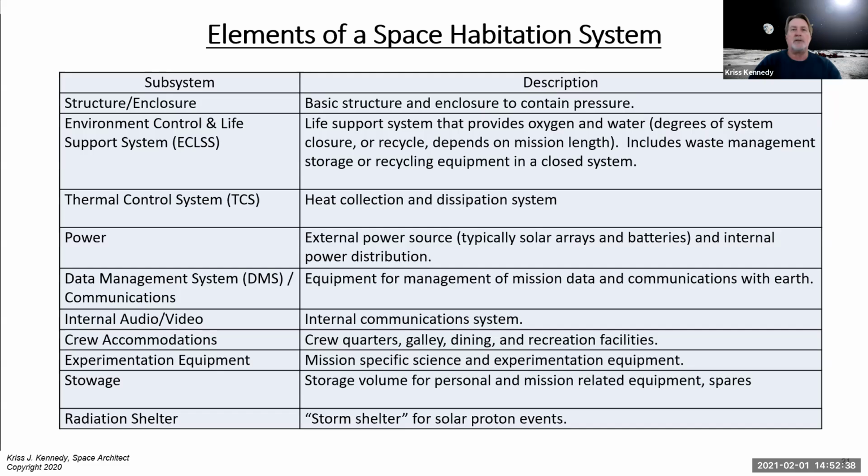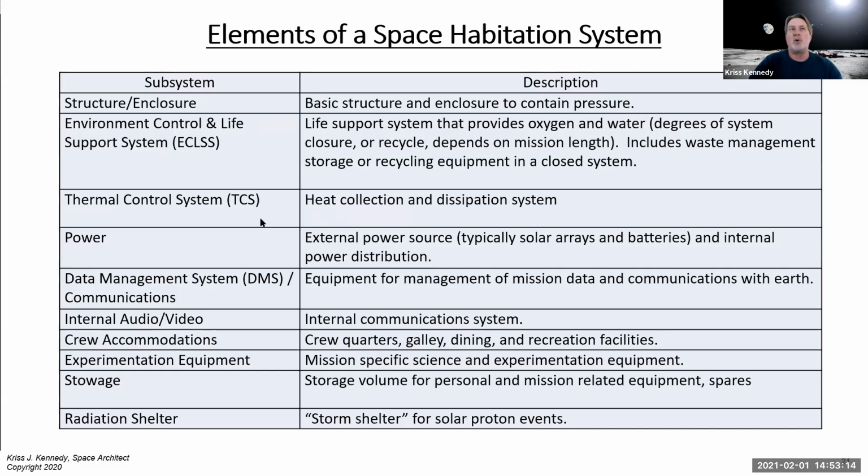These are the elements of a space habitation system. The subsystems are made up of the structure or enclosure, and there's a description of each of these. Obviously the structure or enclosure is the basic structure to contain the pressure vessel, if you will. Then you have environmental control and life support systems. Obviously that's to keep the humans alive. We need to breathe oxygen. We need to get the CO2 out of the atmosphere. We need to have temperature regulation. We need to have waste management, storage, water, etc.